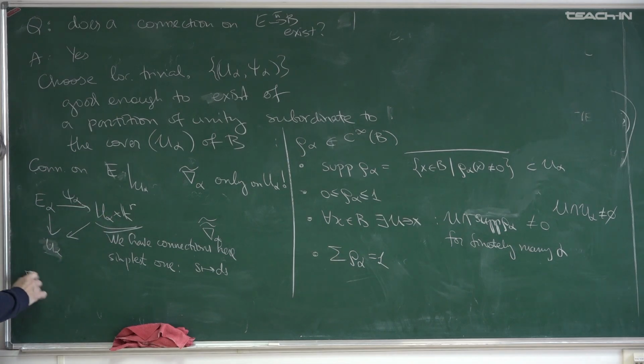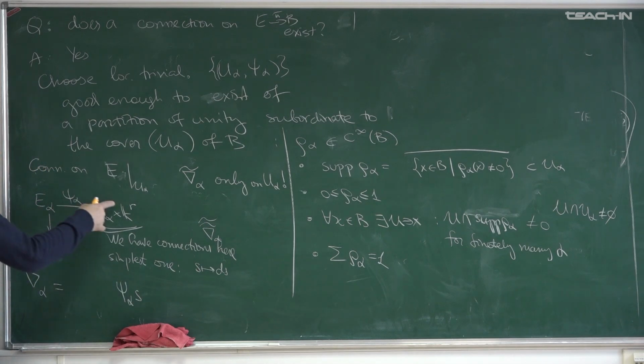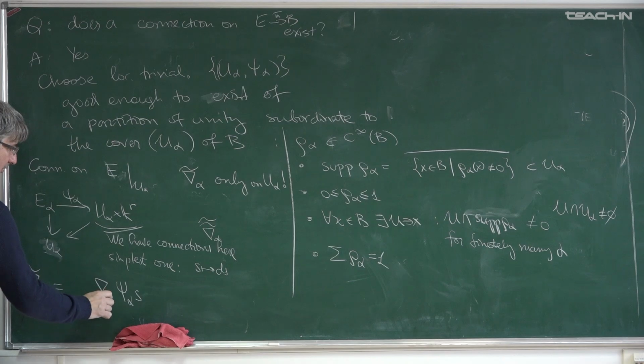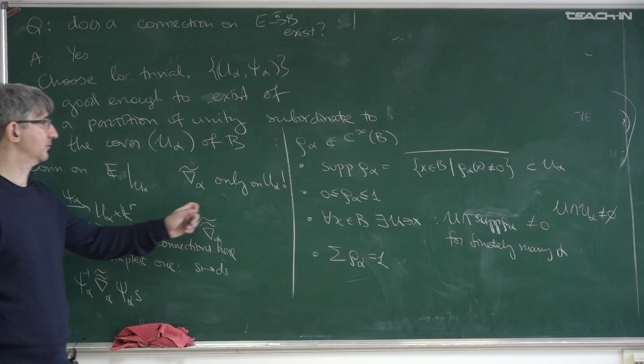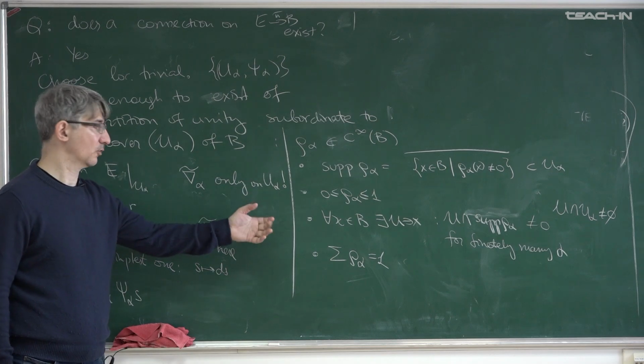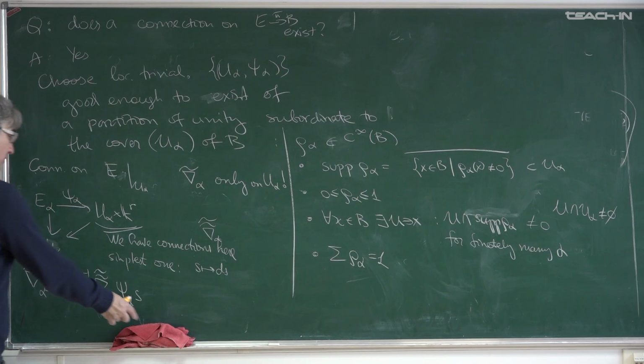What do we do? Nabla alpha tilde is given by the following formula. You send the section of this vector bundle here, take its derivative, apply the connection, and then go back. So I defined a connection here, but this connection is defined correctly only on the trivializing chart U alpha. So now I want to glue them into a global object. Okay, let's go.